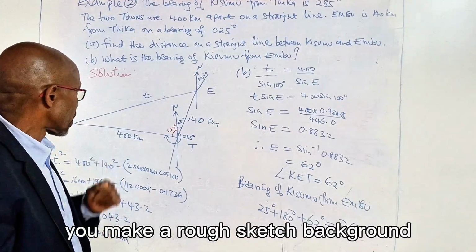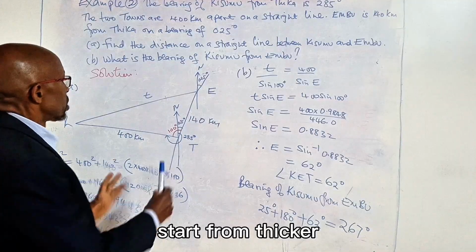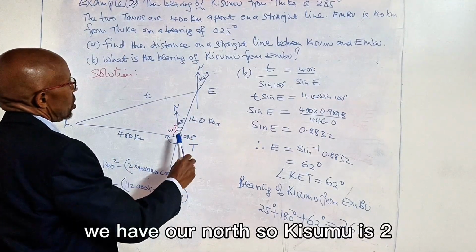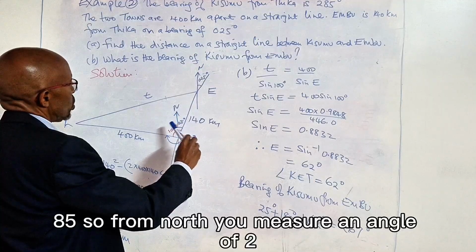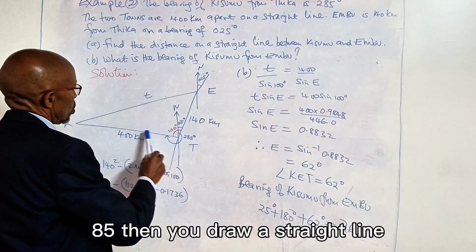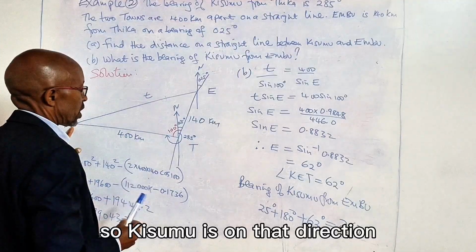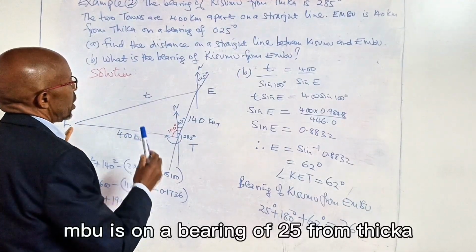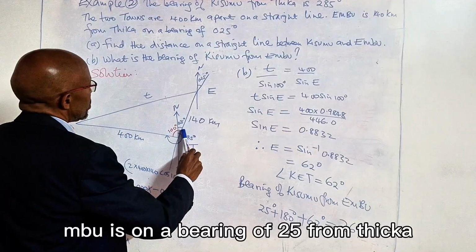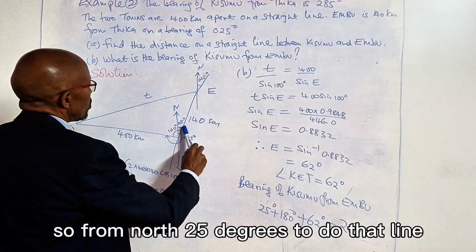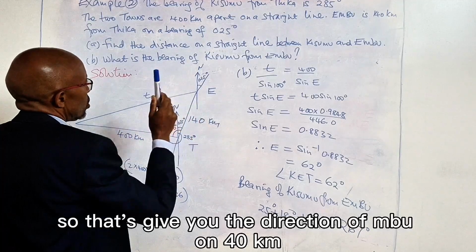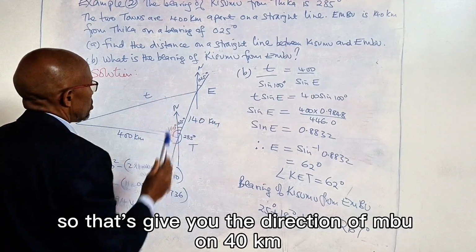Solution: you make a rough sketch diagram. Start from Thika. We have our north. Kisumu is 285, so from north you measure an angle of 285. Then you draw a straight line, so Kisumu is in that direction. Embu is on a bearing of 25 from Thika, so from north 25 degrees you draw that line. That gives you the direction of Embu, 140 kilometers.